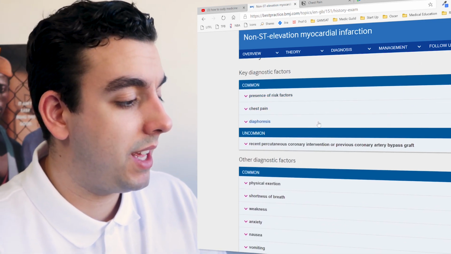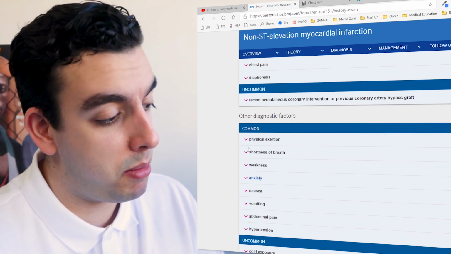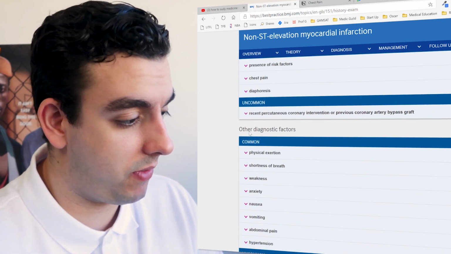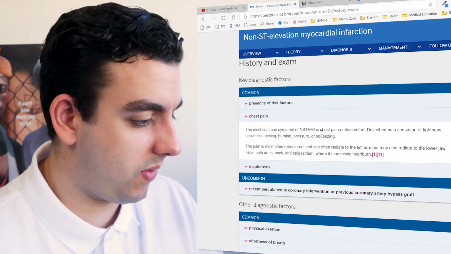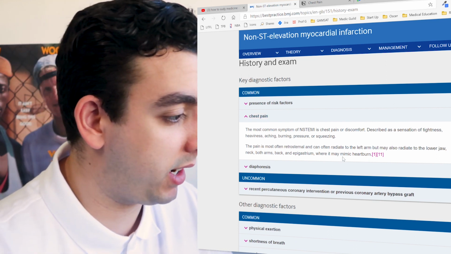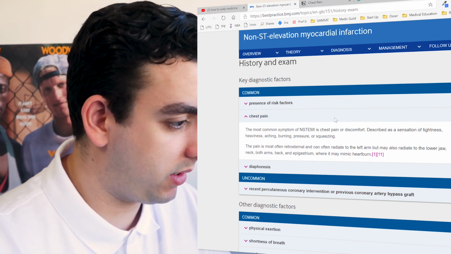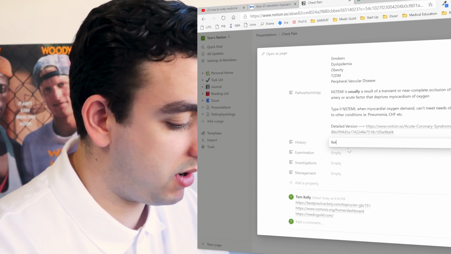Okay, so I used to include most of the common and uncommon findings as well. So chest pain, so sort of like a heavy chest pain, usually retrosternal and usually referring to kind of anywhere effectively. So I would just summarize this.